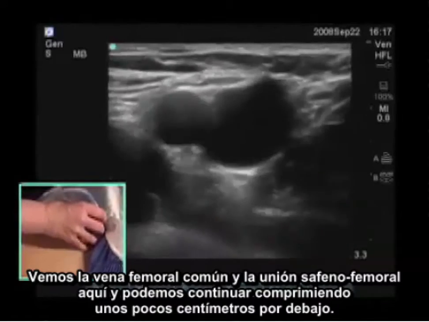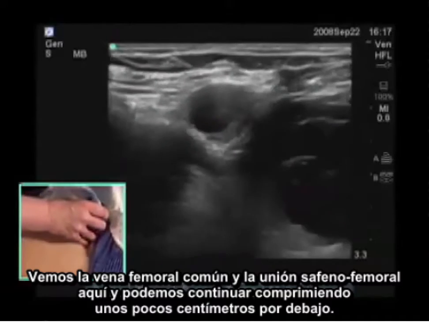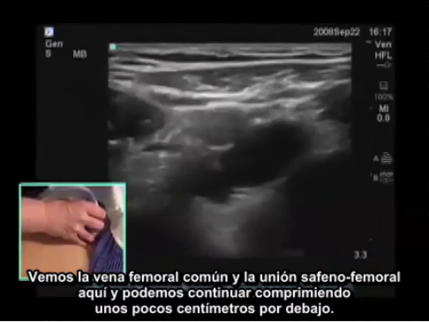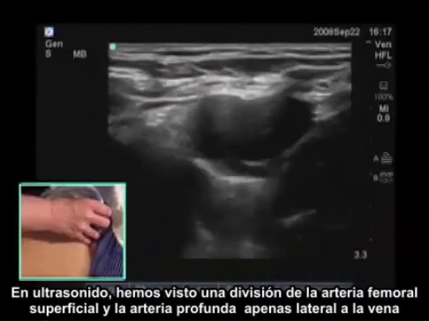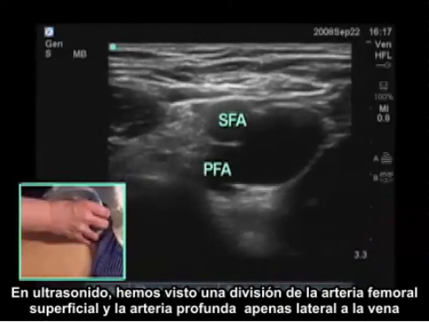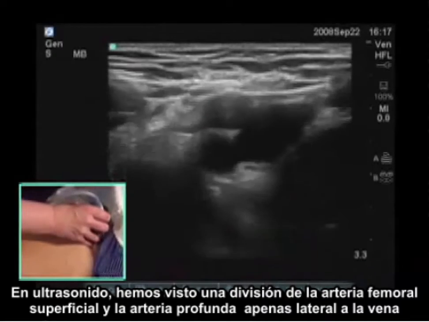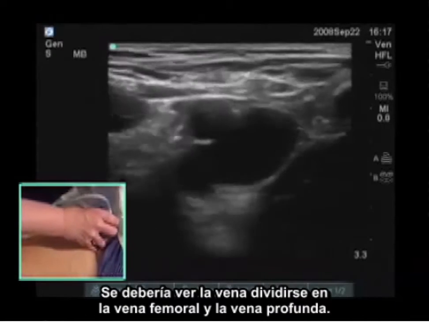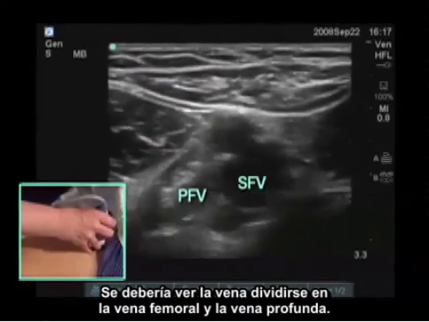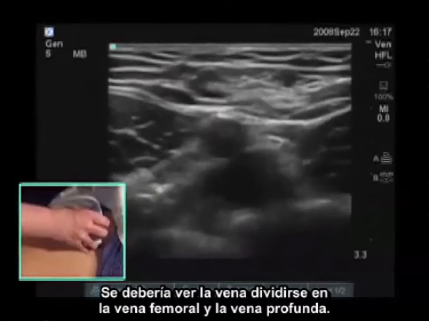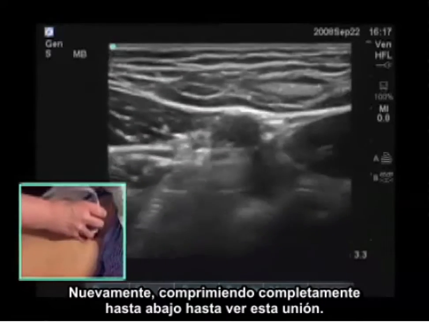We see our common femoral vein and saph-fem junction here, and we can continue compressing just a few centimeters below this. On the ultrasound, we've seen the division to superficial femoral artery and profunda artery, just lateral to the vein. And then we should see the vein divide to femoral vein and profunda vein. Again, compressing all the way down until you see this junction.